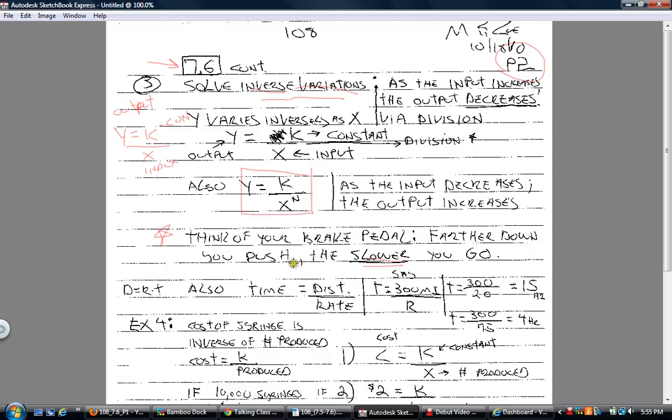Here's another example. This is just me, it's not part of the notes, just trying to get the concept going. Distance equals rate times time. What if I asked you to solve for time? You would divide both sides by R.